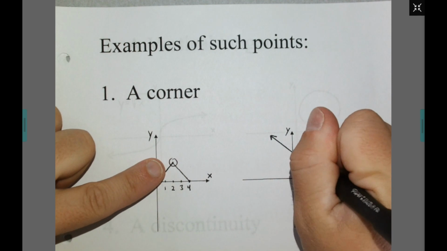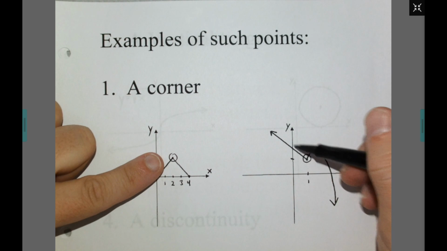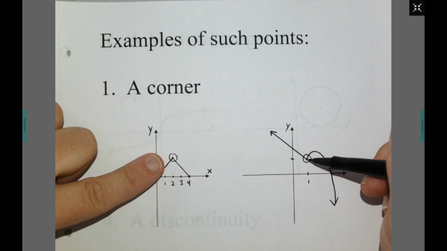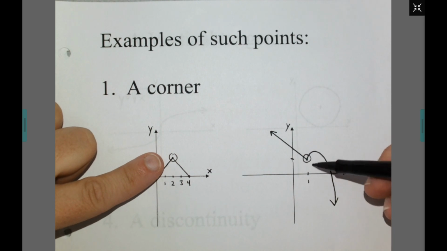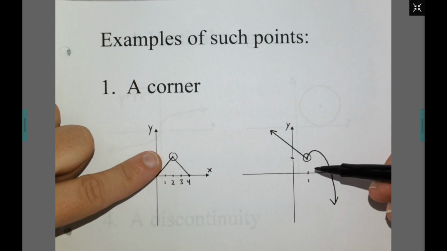And then we also have a corner over here in this weird looking function. So I'm going from a negative to a positive slope, and it's a sharp change. It's not gradual or anything. So at x equals 1, for this graph right here, x would not be differentiable.